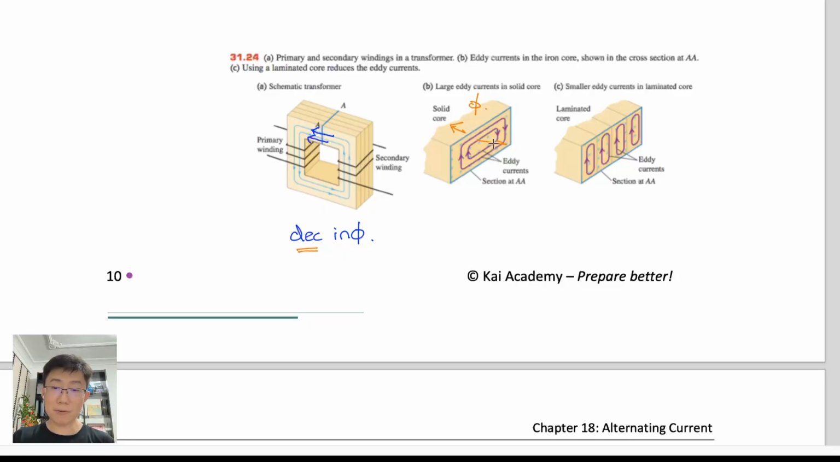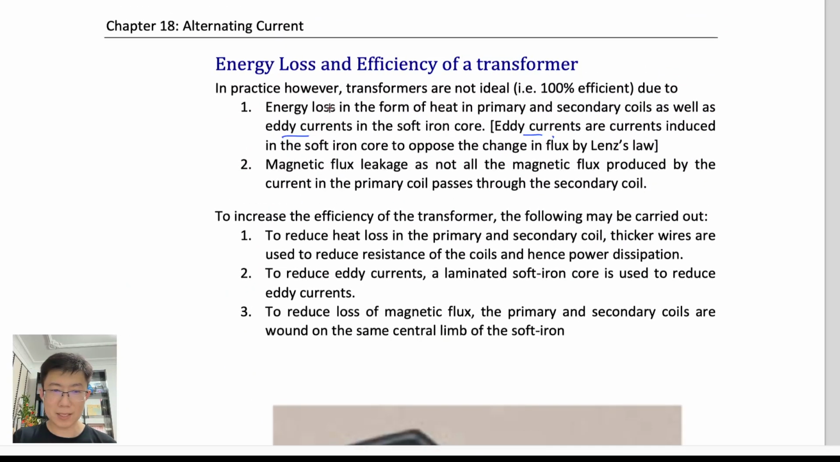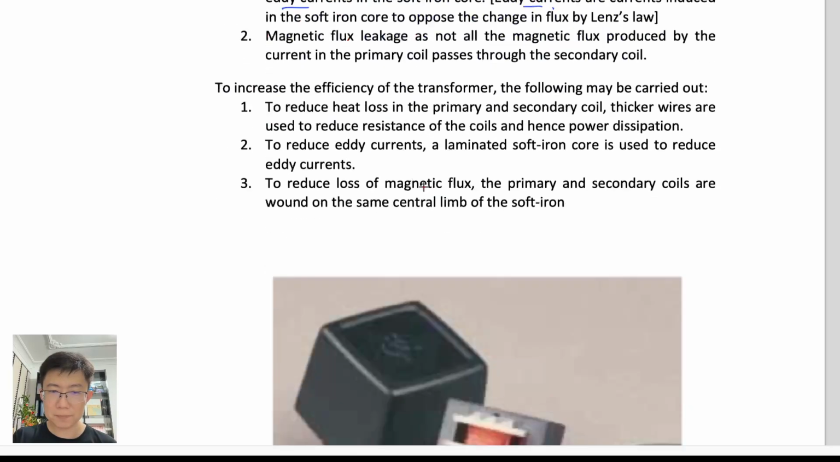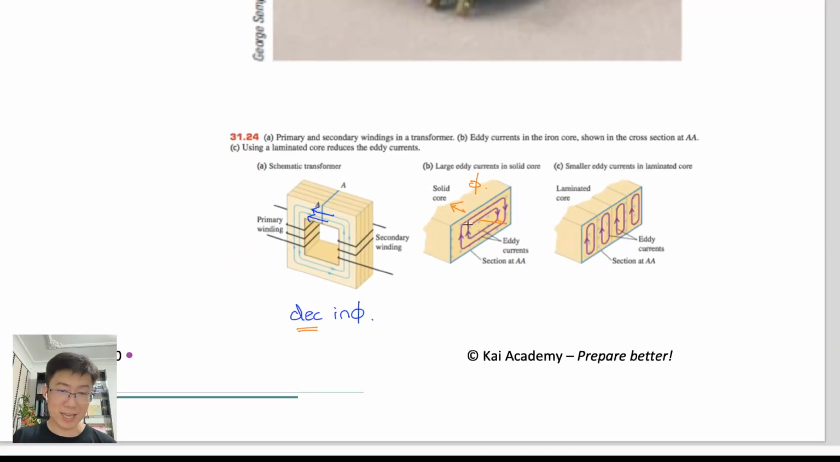Right, now see, once current flows, then heat will be produced. So a lot of energy gets lost. So there's energy loss in the form of heat. Okay, this is actually wasted energy. We typically don't need your transformer to get hot. So one easy way to go about this is to use something called a laminated core.